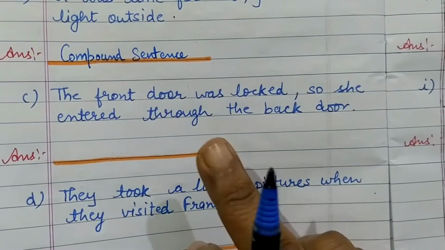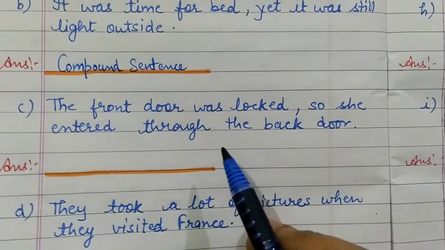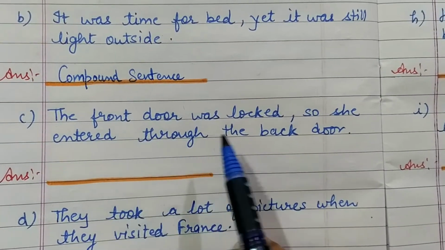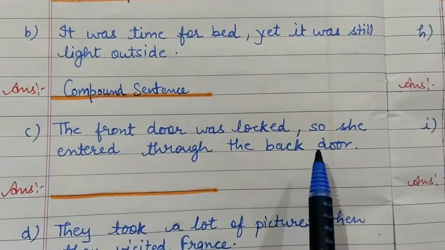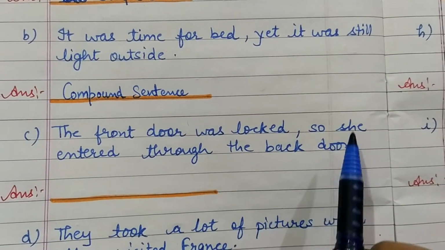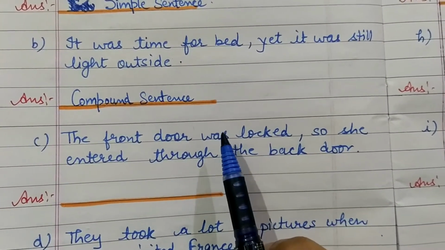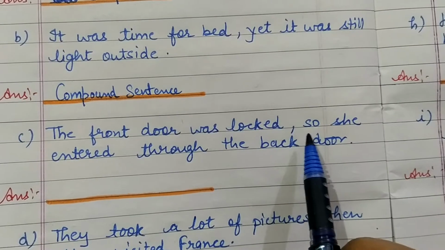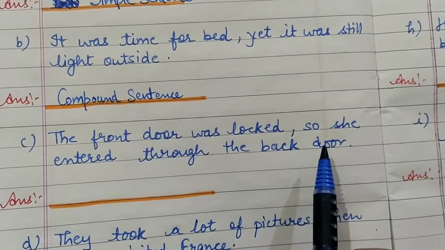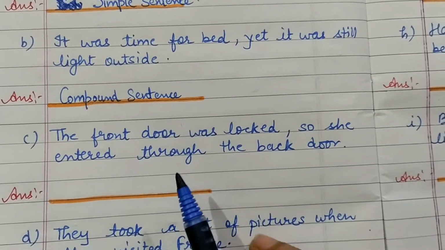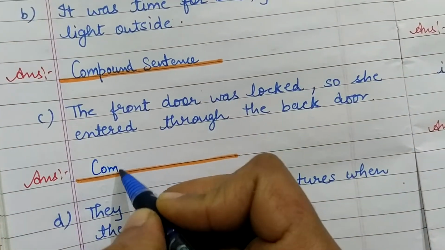Next statement is, the front door was locked, so she entered through the back door. Here also two clauses are given. The front door was locked. It is a complete sentence. Yes, independent clause 1. So she entered through the back door. This is another independent clause, clause number 2. And both the clauses are joined with the conjunction so. So this is a coordinating conjunction. तो कौन सा sentence होगा? Again, this is a compound sentence.